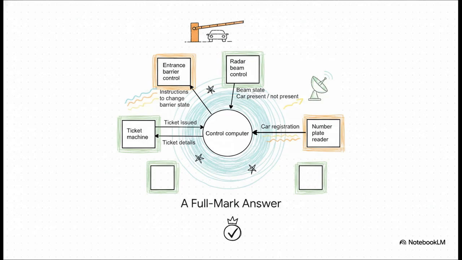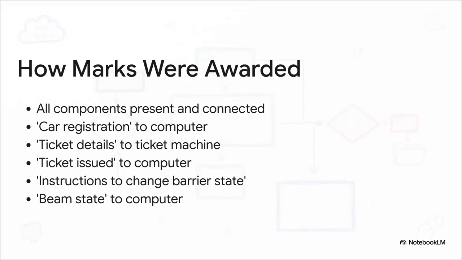Okay, you back? Let's see how you did. Here is a perfect full mark answer. And look at that. What's right in the middle? The control computer. Just like we planned. Everything else is either feeding information in or getting instructions out. It's clean, it's logical, and notice the shapes? Just some simple boxes and a circle. Nothing fancy at all.